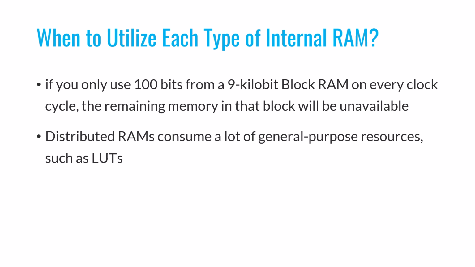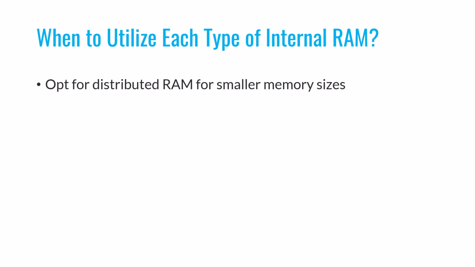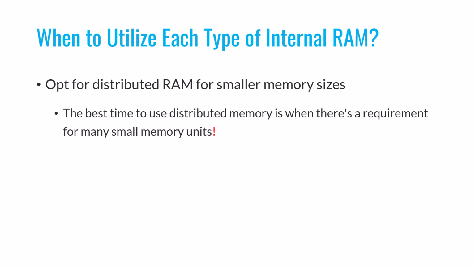So in summary, the best time to use distributed RAMs is when you need to implement very small memories, on the order of a few dozen to a few hundred bits, and especially if you need to implement a large number of such small memories. That's the best time to use distributed RAM.